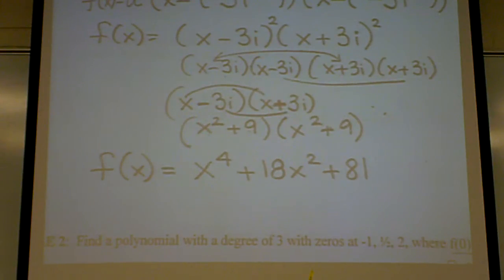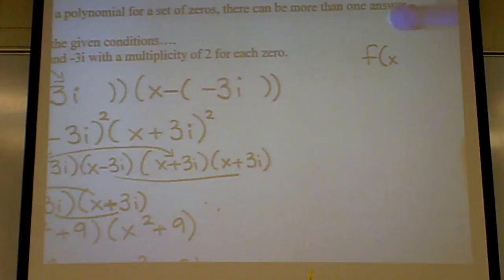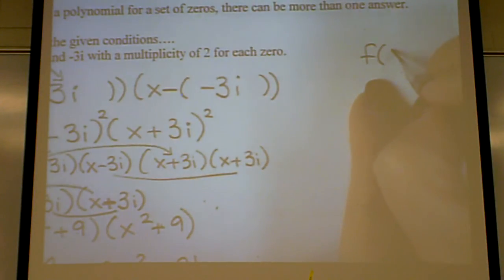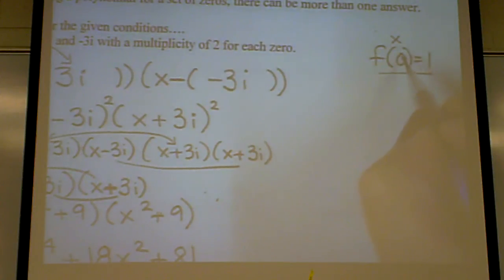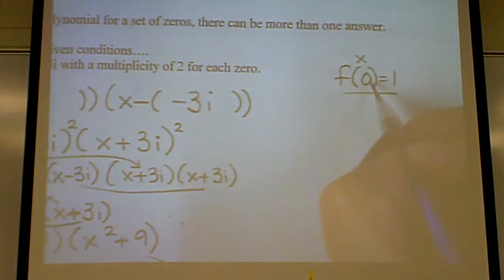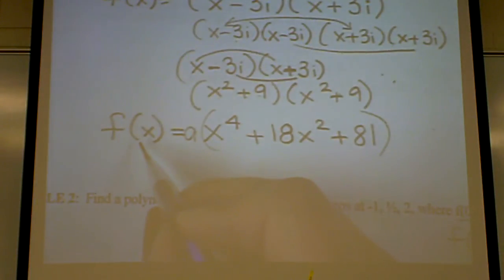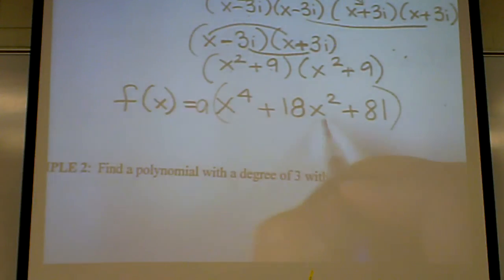Now, if I said f of 0 is 1, if I gave you this piece of information, what you would have to do is take this and put an a value in front. You're going to plug 0 in for x, 1 in for y. You have to find the a value and then put that a value back in. But they didn't give you that. So you're done with this answer. It's done. You leave it just like f of x equals x to the 4th plus 18x squared plus 81.